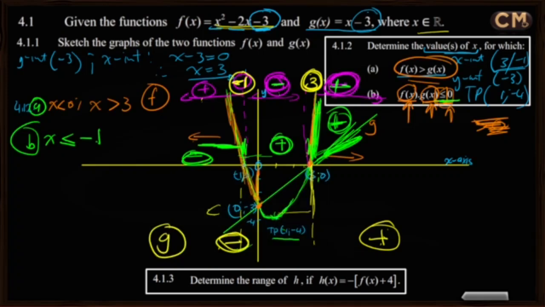Now, finally, for this specific slide, we want to know the range of h if h of x is equal to negative f of x plus 4. Well, what does this do? So we are looking specifically at f's behavior. The first thing is that this entire thing turns around. So that's the negative part. All the y values get flipped. So that means we are looking at its reflection in the x-axis.